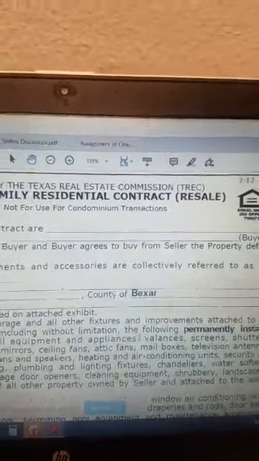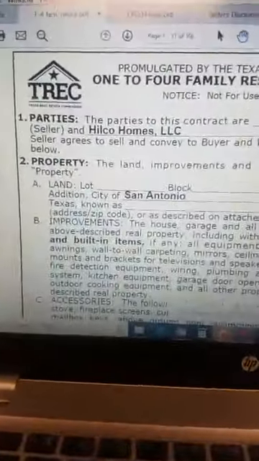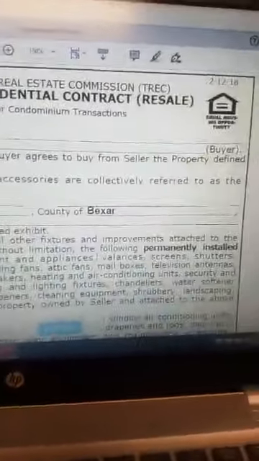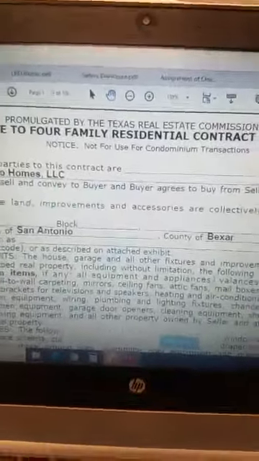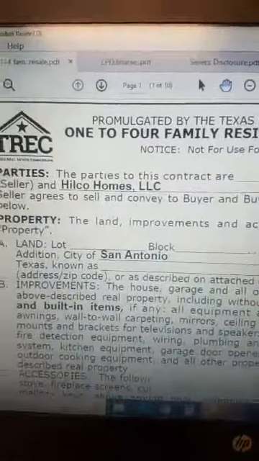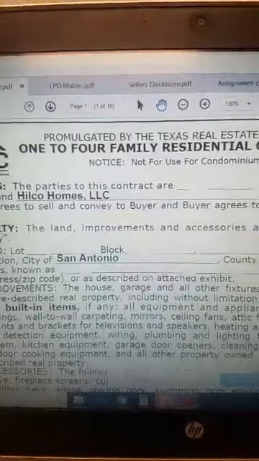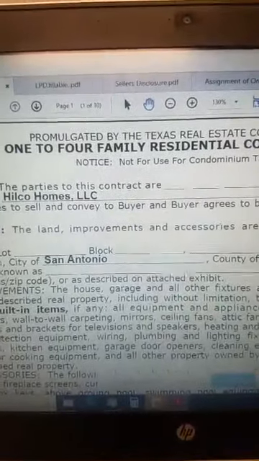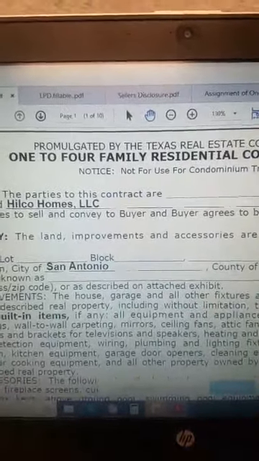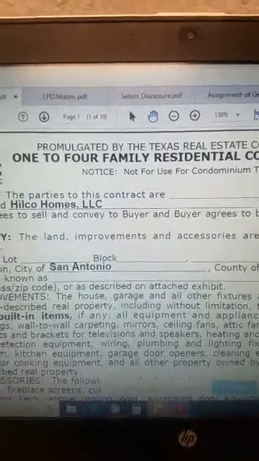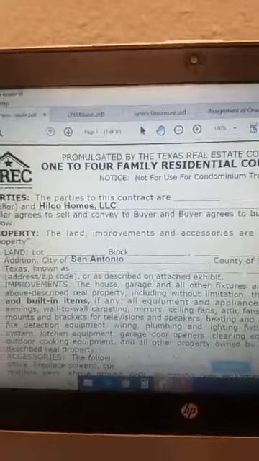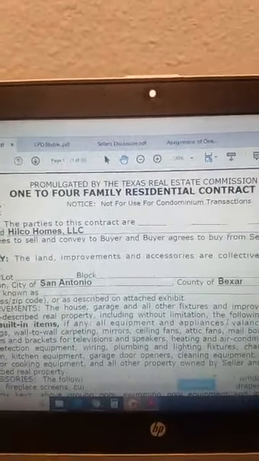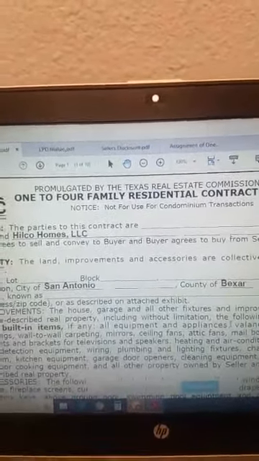Okay. Next thing is the buyer. Now, you're the buyer, and you're going to be signing your name, so we'd be plugging in your name there. If you have an LLC, you'll plug in the LLC as you see right here. So ours is HILCO Homes LLC.